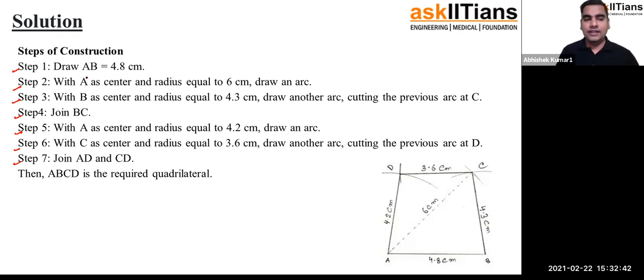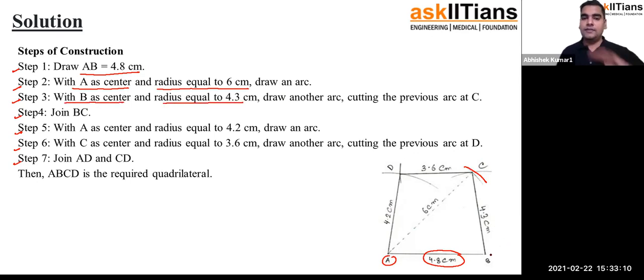If you follow what they did, first they drew AB, which is equal to 4.8 centimeter. After that, assuming A to be the center, they marked an arc of length equal to 6 centimeter because they are trying to form triangle ABC first. So this is the arc you have, you can see. Then with B as a center, they drew a radius equal to 4.3 centimeter. They marked an arc of length equal to 4.3 centimeter. So this is B, which is the center, and this is the arc length, which is 4.3, right?